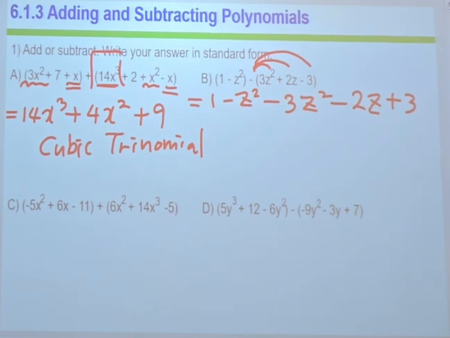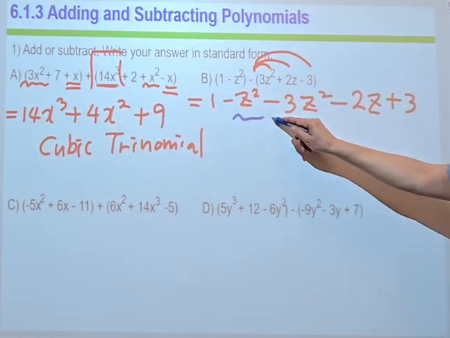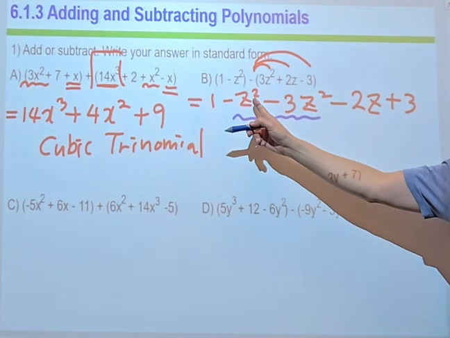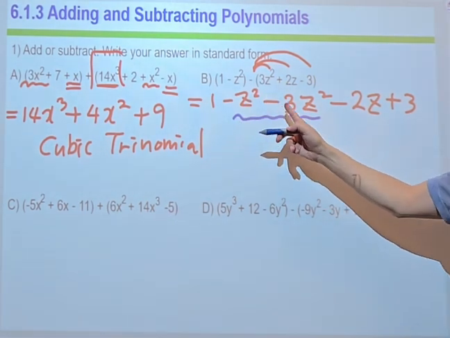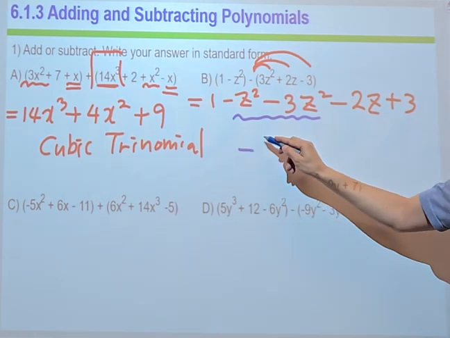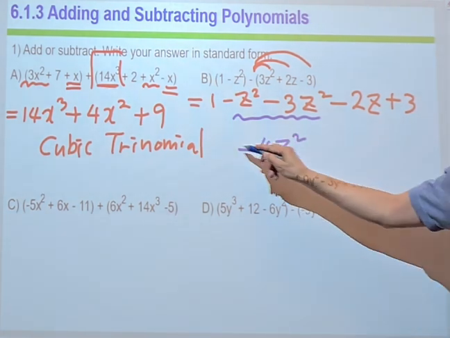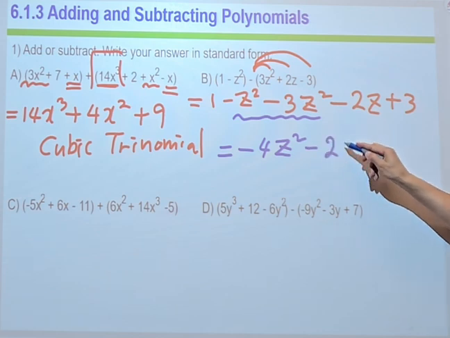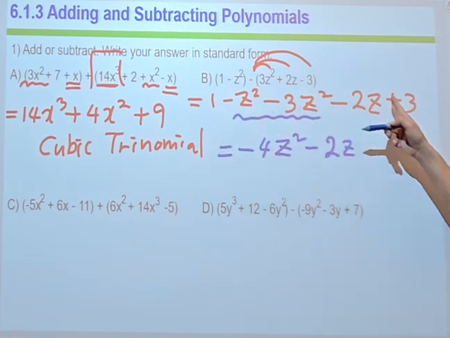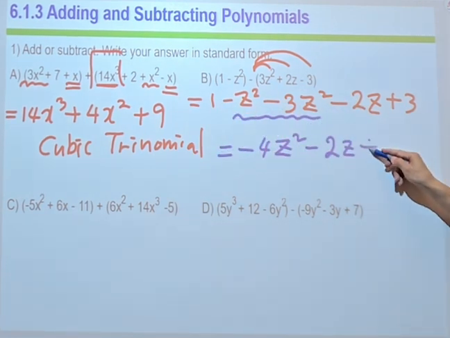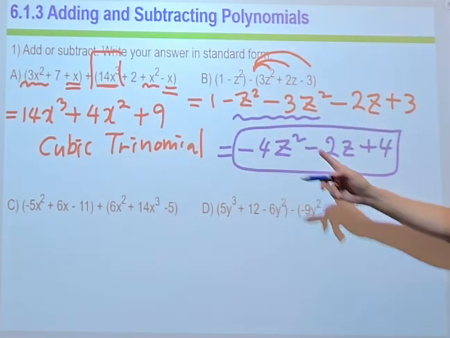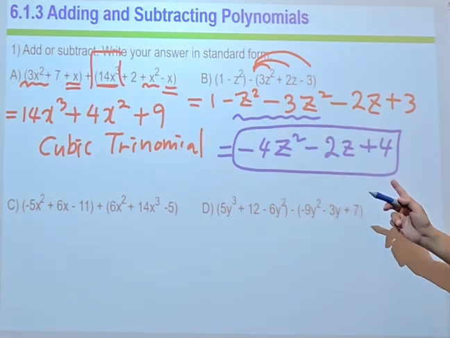And now, is there any like term we can calculate? Yes, this is a like term right here, right? So negative, and that's the biggest degree. So negative z squared minus 3z squared. So negative 4z squared, right? And then first degree, this is the only first degree, 2z. And then 1 plus 3, that's 4. That's the answer. Then we can name it quadratic trinomial, right? Quadratic trinomial, you can say it that way.